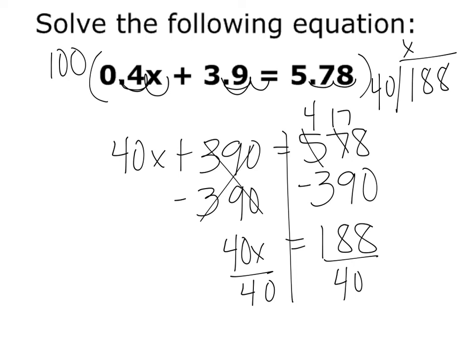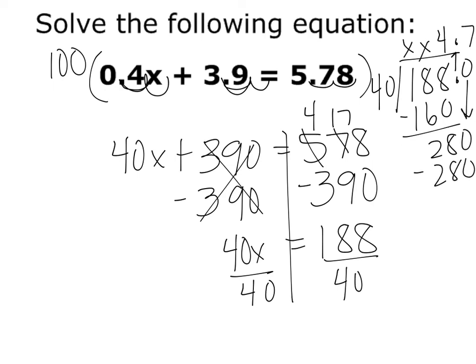40 can't go into 1, can't go into 18, but it can go into 188 4 times. Minus 160, 28, create your decimal, bring it up, create a 0, bring it down, and 7. So again, your numbers are exactly the same. It is still 4.7. It's just a matter of, do you prefer to deal with the decimals and know your decimal rules, or do you prefer to get rid of your decimals and just deal with integers? So you get to choose.